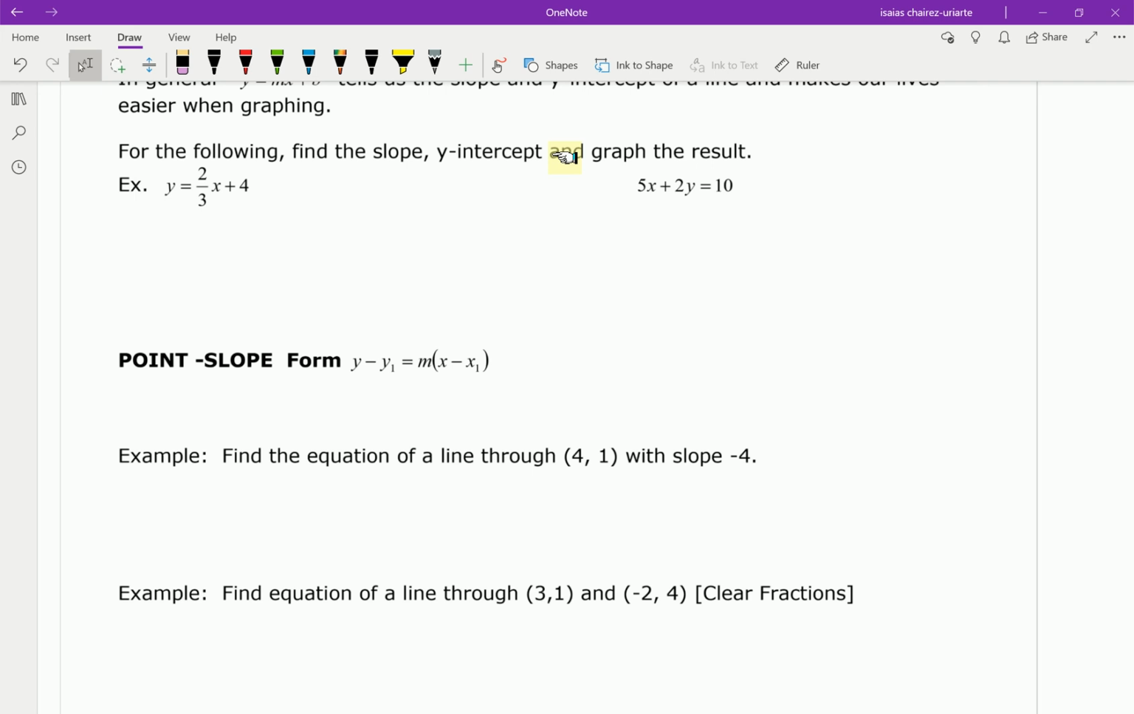All right, so for the first one, this one's a little bit more straightforward. The slope is just 2/3. The y-intercept is the point 0,4. And let me make a little sketch of this then.